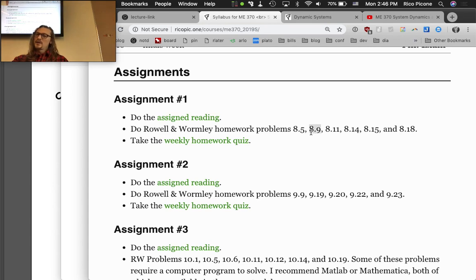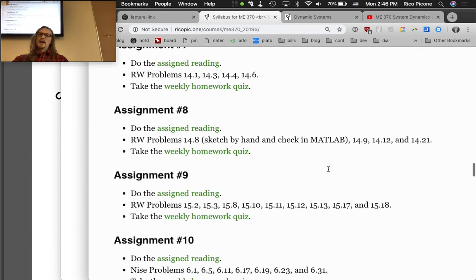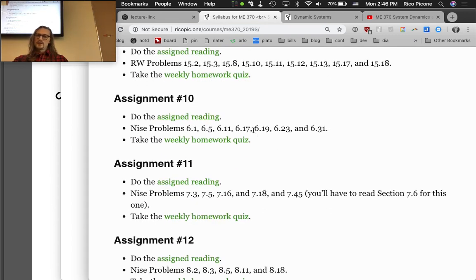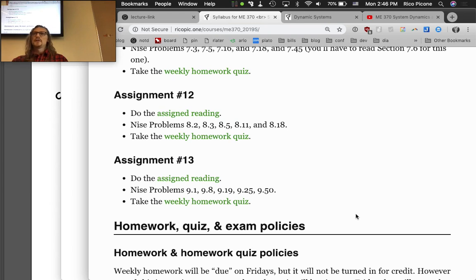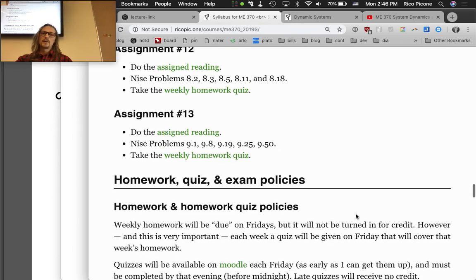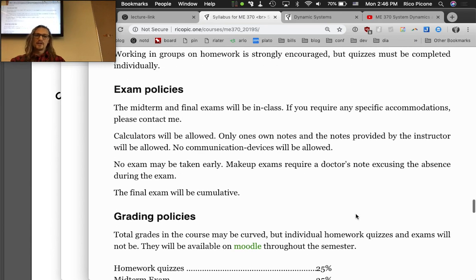The assignments are already up there. Starting in the Rowell and Wormley chapter 8, we go through and we start to do NEAS problems. Here towards assignment 10, there are 13 assignments. There are only 2 weeks off: this week and the week after the midterm exam. There's no homework those 2 weeks. Otherwise, there's homework each week, and there will be a quiz associated with them as well.